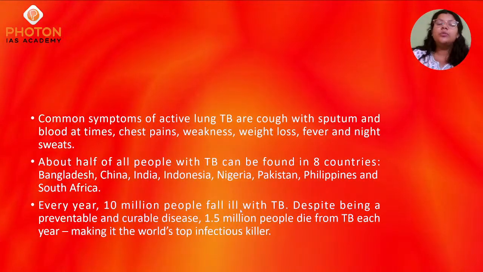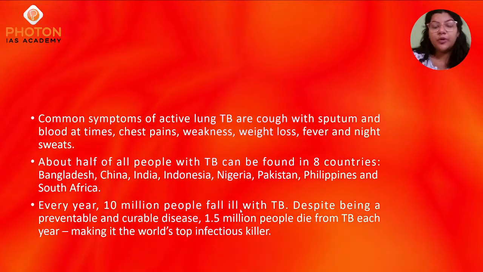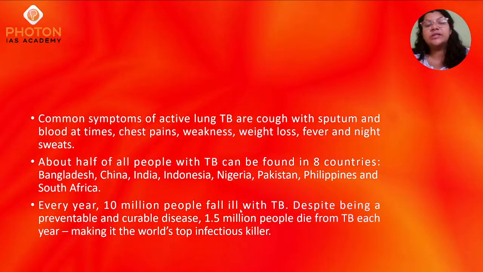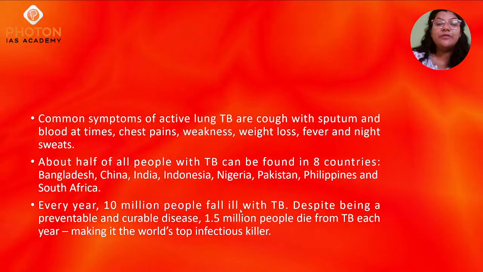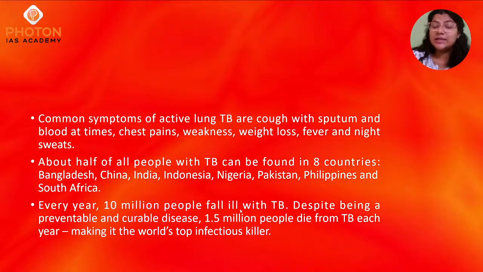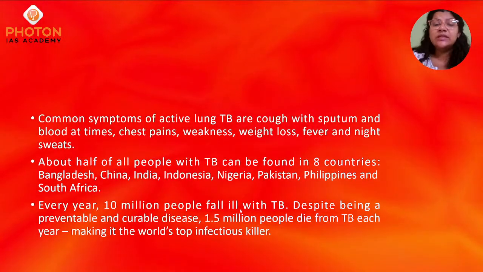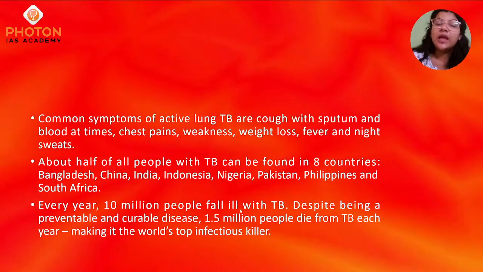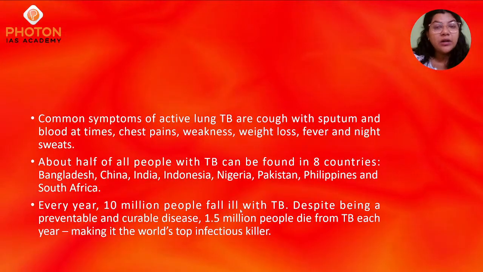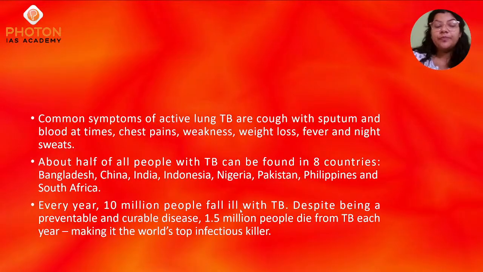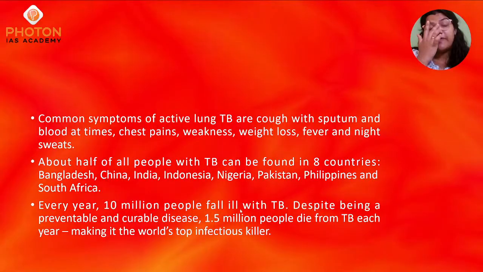Most of the common symptoms of tuberculosis include cough. Especially lung tuberculosis includes cough with sputum. Sputum is infected mucus, and there can be blood at times. It can also come along with chest pains, weakness, weight loss, fever, and night sweats, sweating at night. These are the common symptoms of active lung tuberculosis, and every year around 10 million people fall ill with tuberculosis. The burden of this disease is very high.